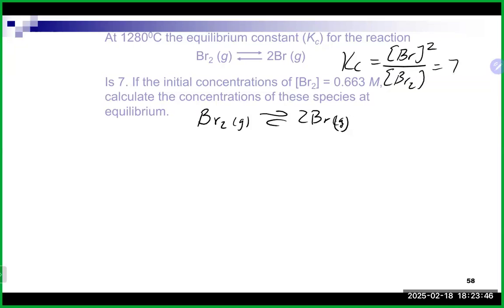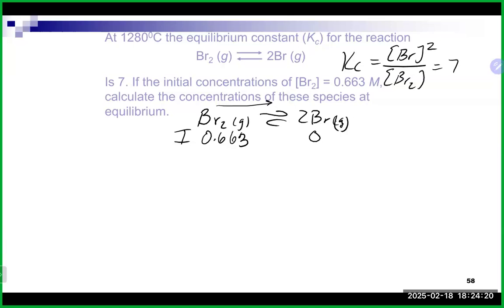So we're going to do our ice table here. Initially, the only concentration that's given to us is the Br2, so 0.663. And once again, nothing is mentioned about our products. If there's nothing mentioned about the products, it is safe to assume that it is going to be 0 in this case. Any questions on that? Also, because there's no products, I could probably safely assume this reaction should be heading towards the products, right? Because all we got is reactants.